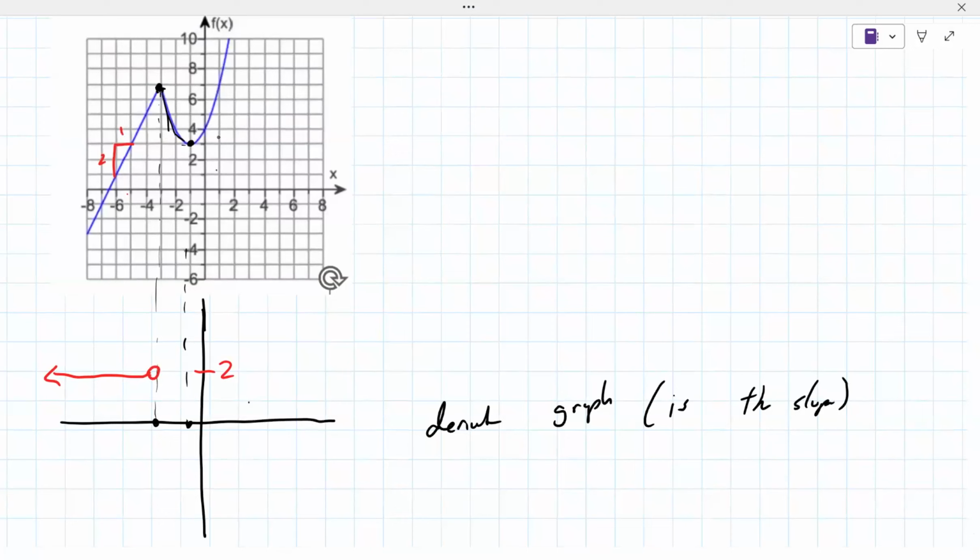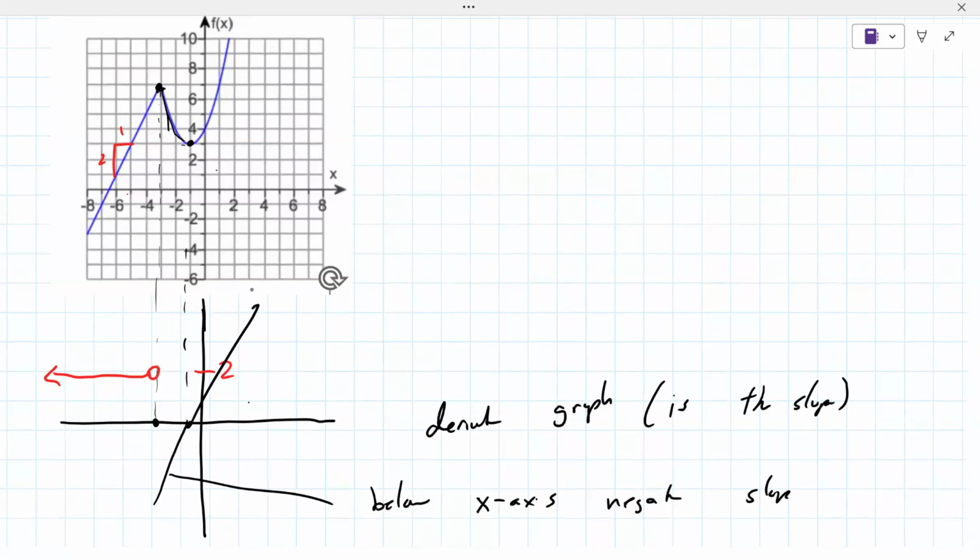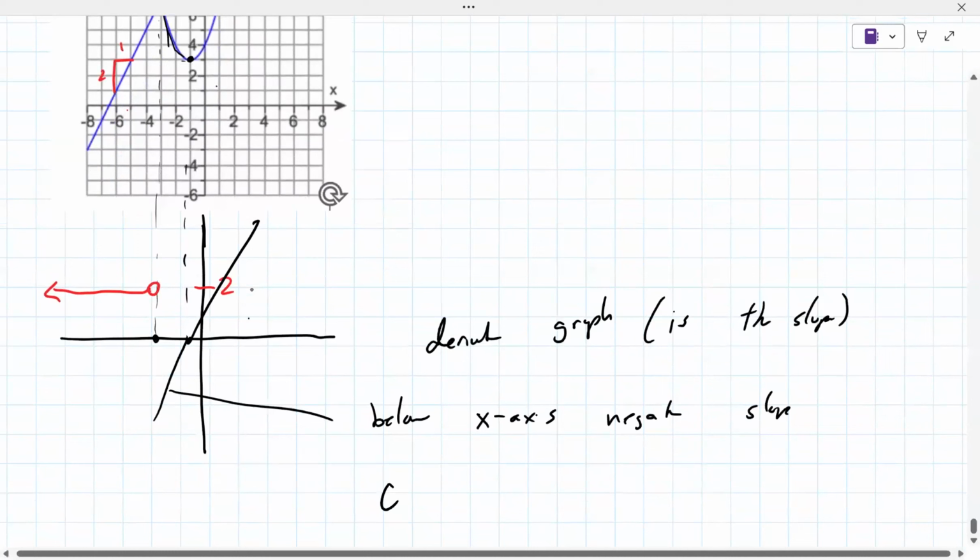So it looks like that because it's below the x-axis. Below the x-axis means negative slope. It's okay if this doesn't make sense. Above the x-axis means positive slope, like that. So you're looking for a graph that looks something like that, which appears to be letter C.